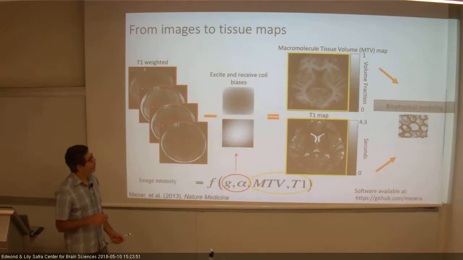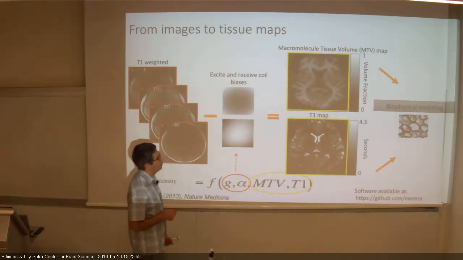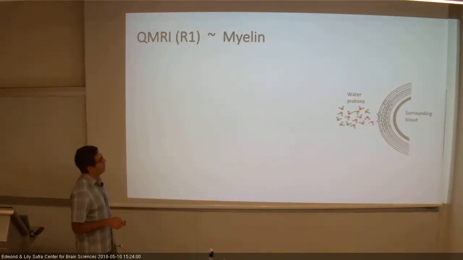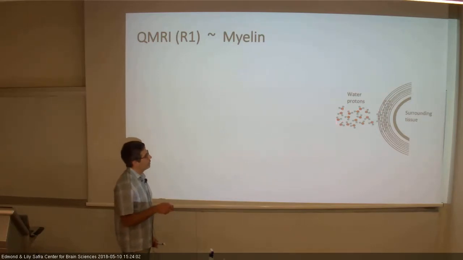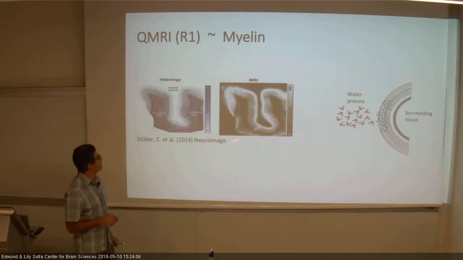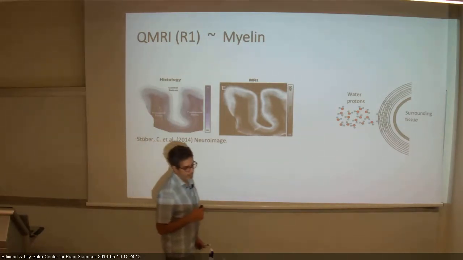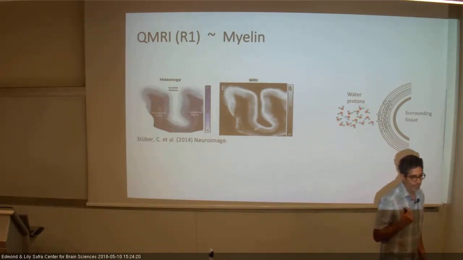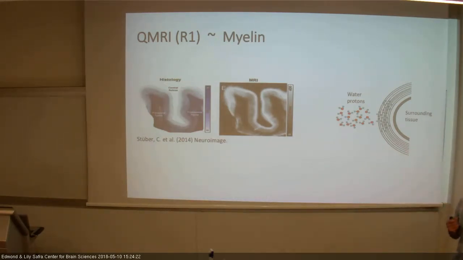But then, if we have measurement with units, we can try to do biophysical modeling. Just to remind you, relaxation has to do with interaction of water with their surrounding. Along this line, people did important work comparing post-mortem myelin staining, quantitative myelin staining, which is hard even for people doing post-mortem, because it's hard to quantify myelin.